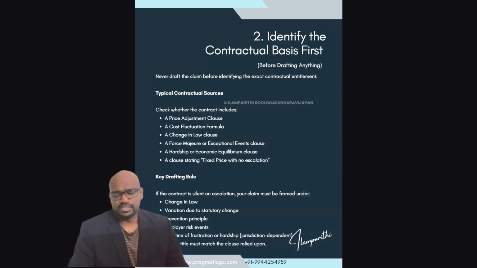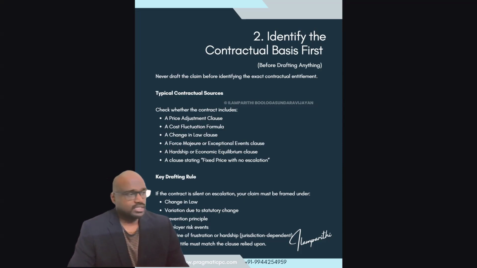Identify the contractual basis first, whether your contract has a provision for the price escalation claim, or find a provision which might be useful for the price escalation. Sometimes it may not be direct. So check whether the contract includes a price adjustment clause. Most contracts have this, especially contracts that heavily depend on a particular metal, cement or steel. Such projects have a price escalation clause, and they even have a cost fluctuation formula. Sometimes it goes up, and sometimes it goes down.